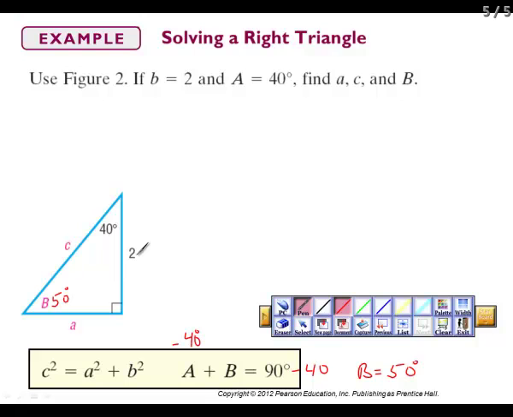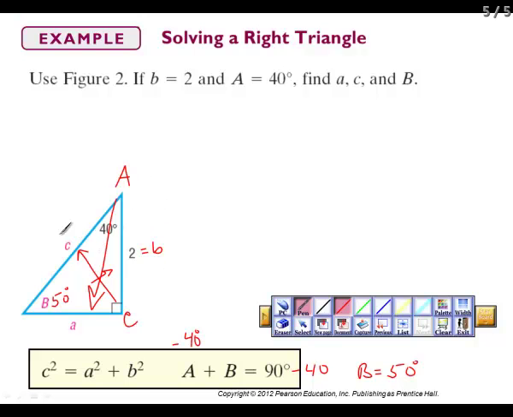Now, when you're given sides and angles, if angle B is 50, then the side opposite is going to be side B. If here we have angle A, the side opposite angle A is side A. And then we could say that the right angle is angle C, so the side opposite angle C is going to be side C.